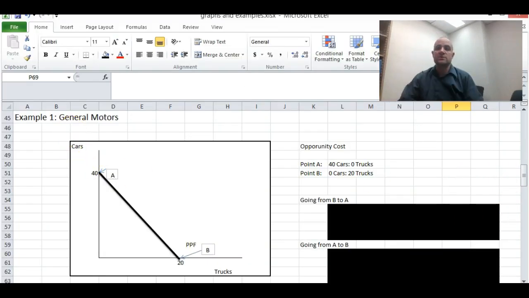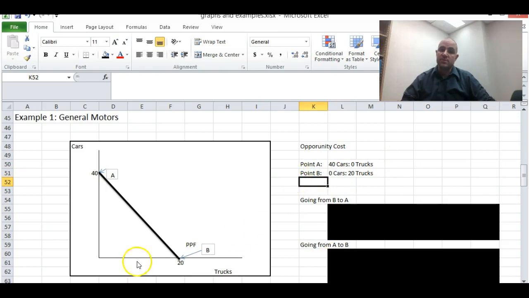All right, so let's go over here for a second. And let's look at General Motors and say that this is their production possibility frontier. At point A, these are the two endpoints. They're making 40 cars and no trucks. And in point B, they're making 20 trucks and no cars.